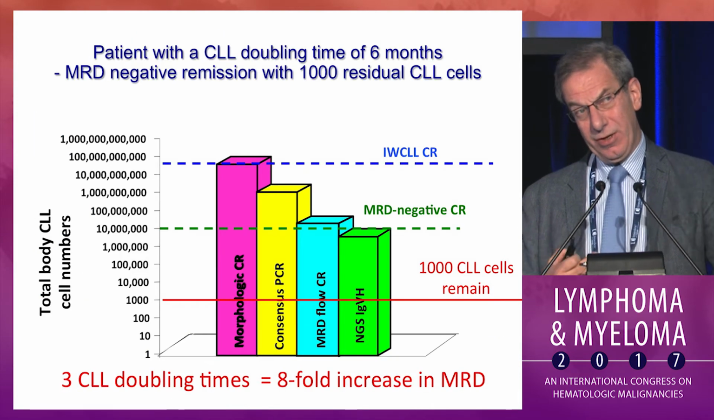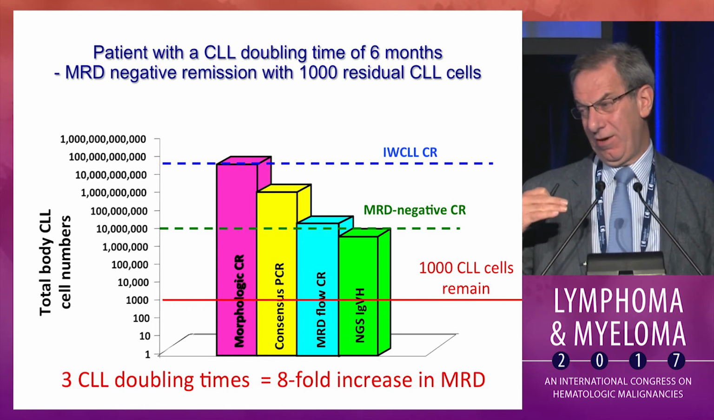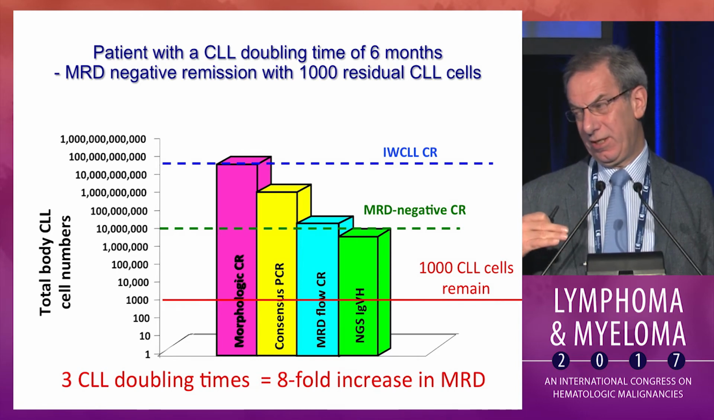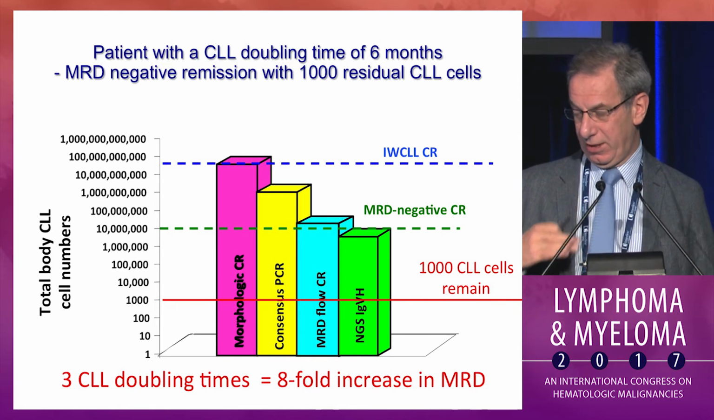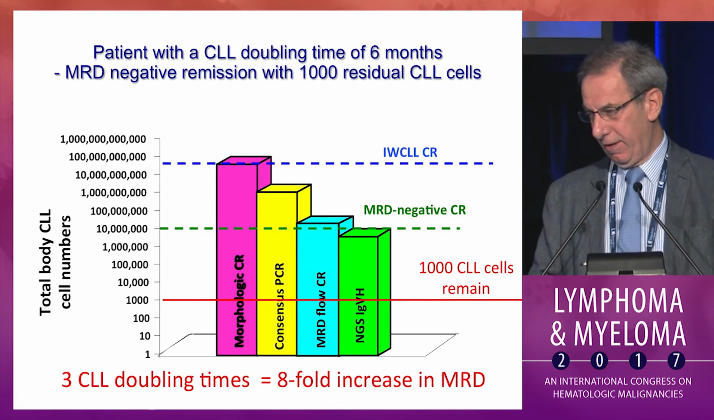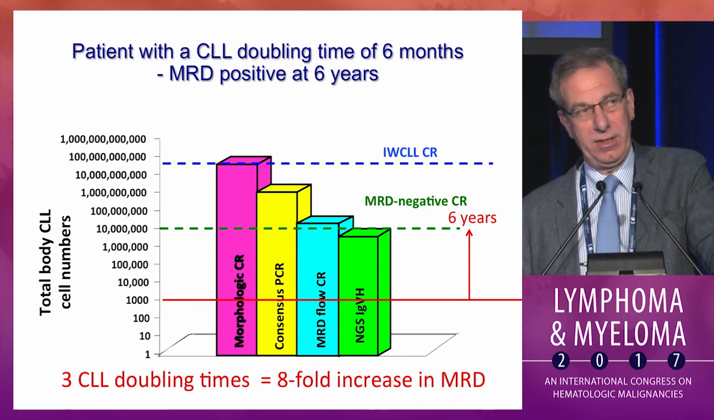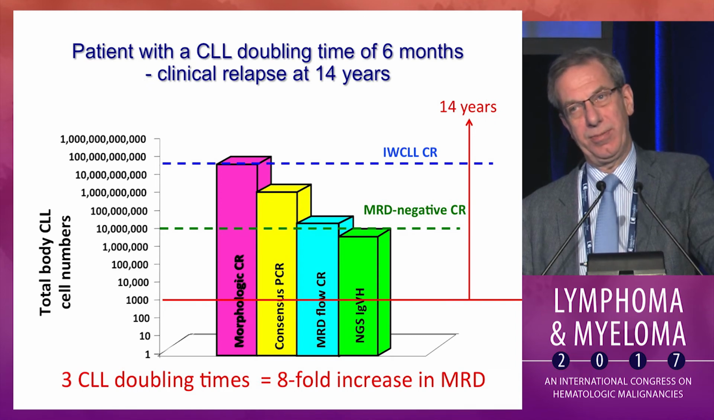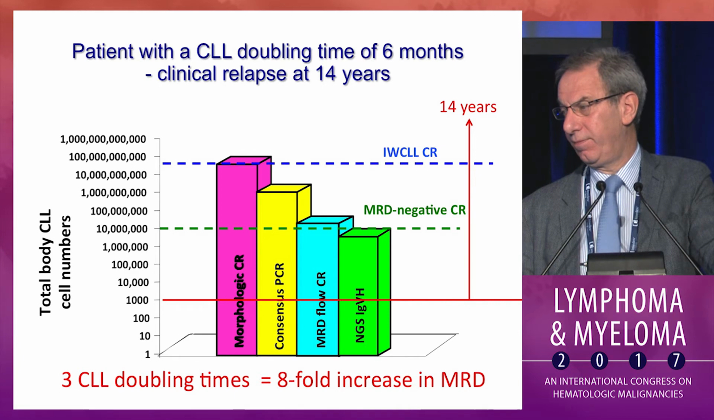So if we go back to an individual patient, if you think about treating a patient into an MRD negative remission, we've still got probably 10 to the 7 or 10 to the 8 cells, or up to that level. But if we can push the disease down to below a certain level, say 1,000 cells in the body, we can't measure it, then with a doubling time of 6 months, it takes 6 years for the disease to become apparent at an MRD level and 14 years for the patient to progress. So we can define the level of disease we're trying to achieve.